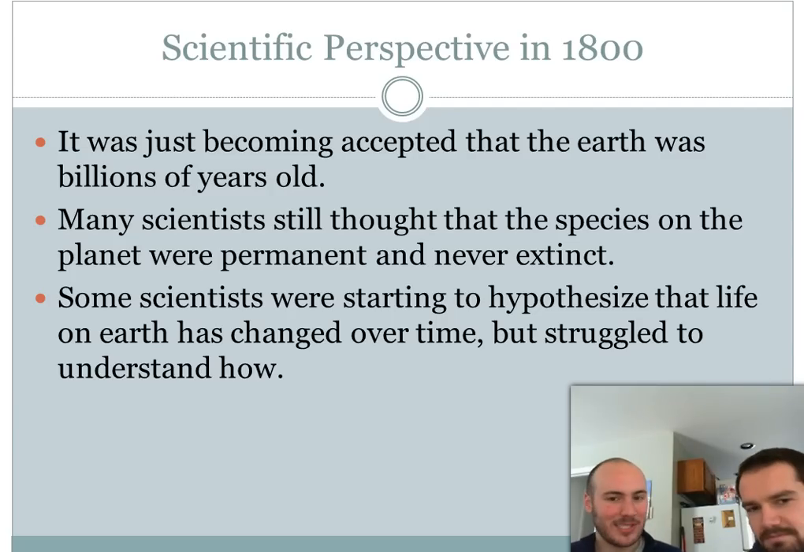Many scientists out there still thought that species on the planet were permanent and had never gone extinct, or there weren't any organisms previously that had ever gone extinct, which we now know to be completely untrue. For example, they didn't know what dinosaurs were back then.